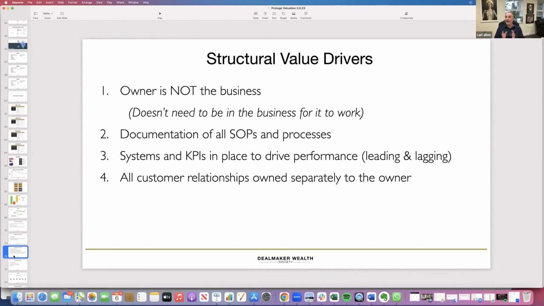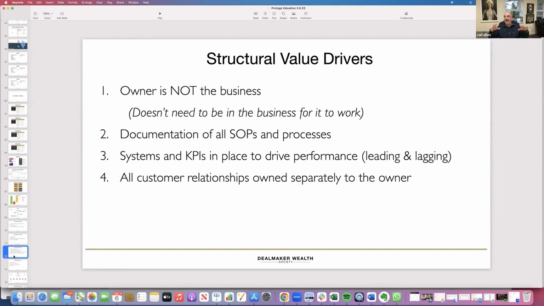If the owner's part of the business day to day and the business isn't going to work if the owner's leaving, that's a killer of value. I want all the SOPs and processes to be fully documented. I want systems and KPIs in place to drive performance. I want to see leading and lagging indicators that they're monitoring weekly inside of their operation. And I want all the customer relationships to be owned separately to the owner.